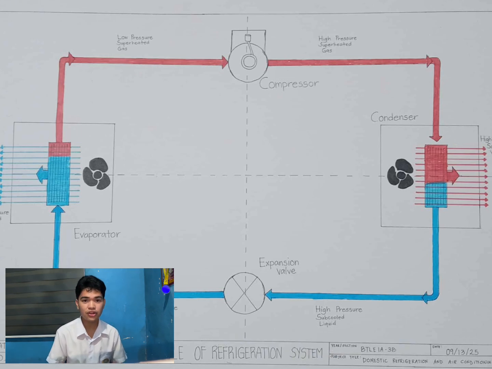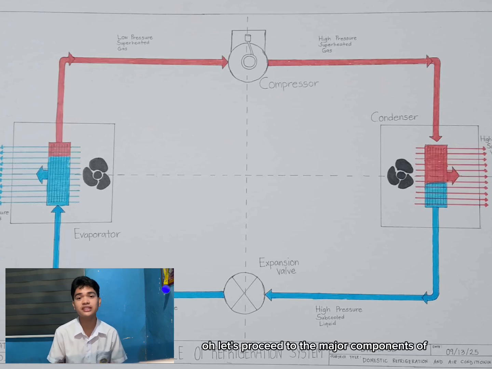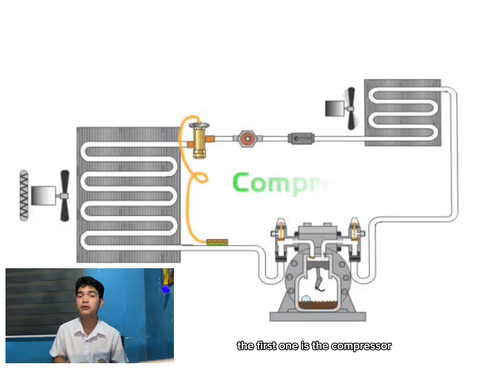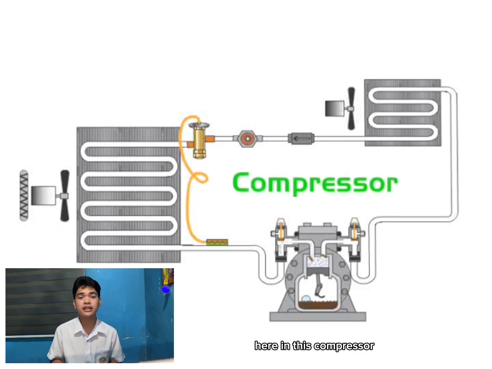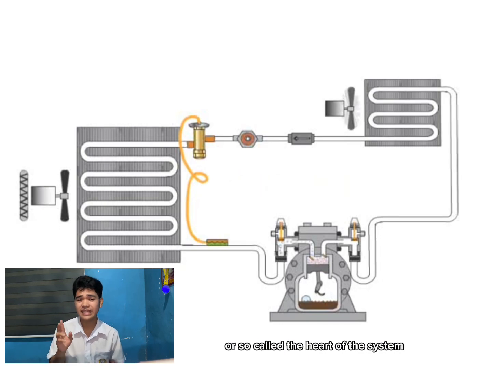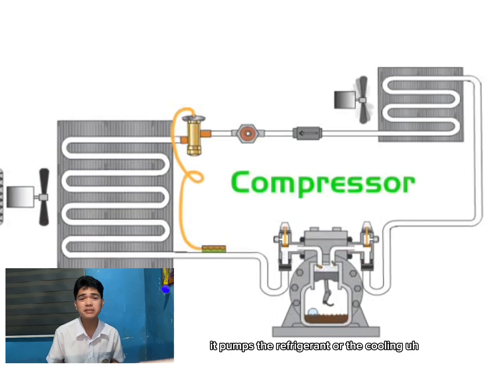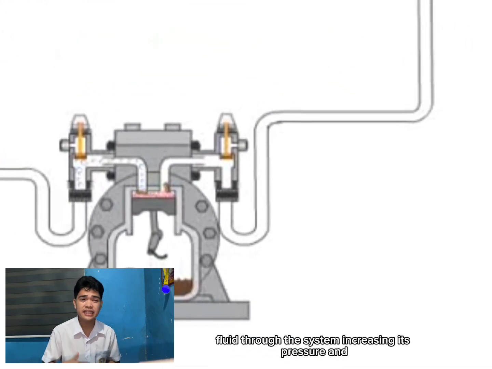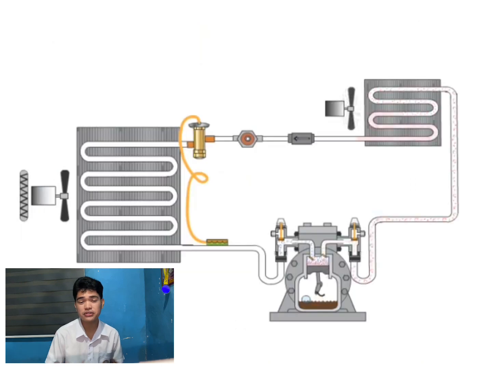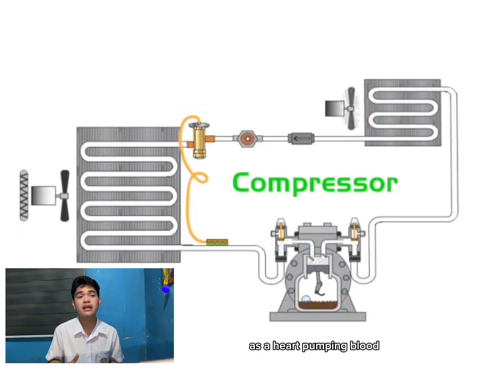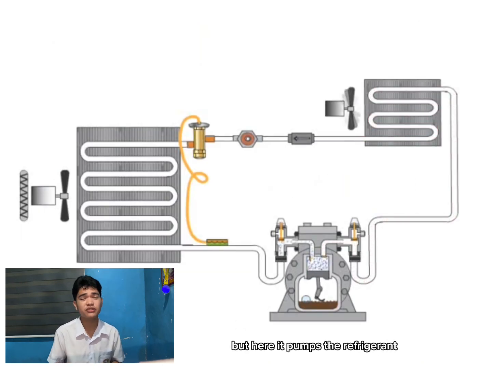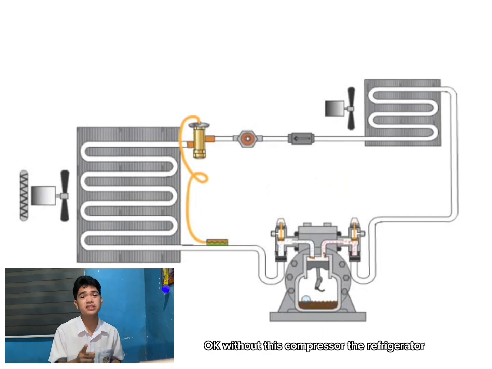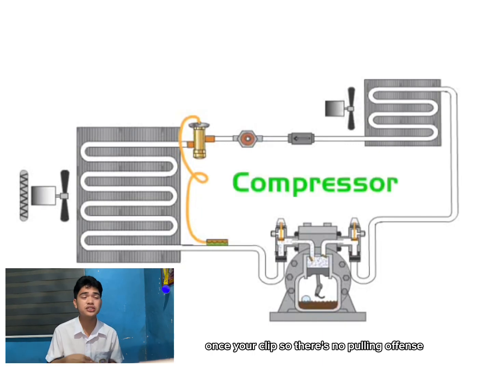Okay, let's proceed to the major components of the refrigeration system. The first one is the compressor. This compressor, the so-called heart of the system, pumps the refrigerant, or the cooling fluid, through the system, increasing its pressure and temperature. Like a heart pumping blood, here it pumps the refrigerant. Without this compressor, the refrigerant won't circulate, so no cooling happens.